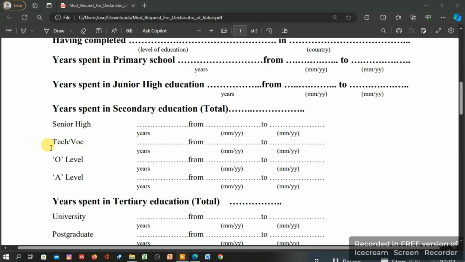And then this is the senior high school level. Those that didn't go to senior high school, those that at their time did O level, A level, and all that, and those that went to technical and vocational schools, you don't fill this one, you fill that one. If you went to technical vocational, you fill this one. If you did O level, you fill this one. If you did A level too, you fill this particular one.